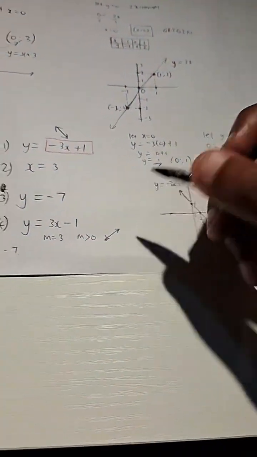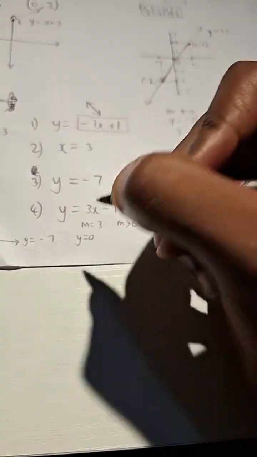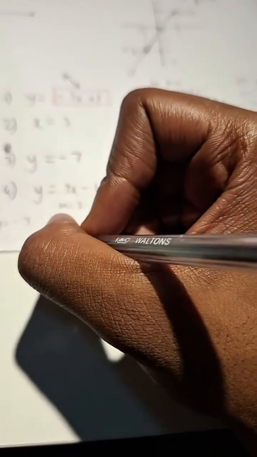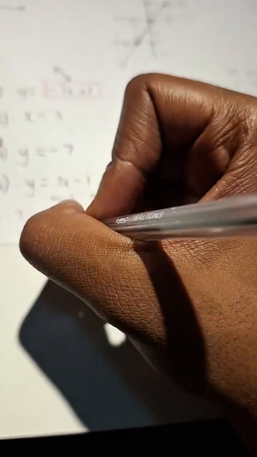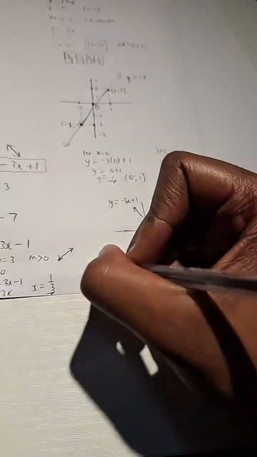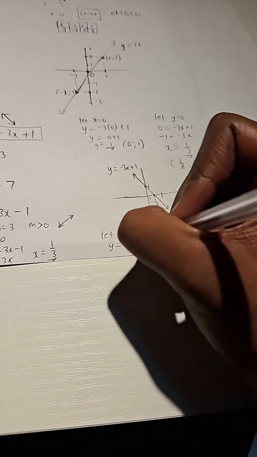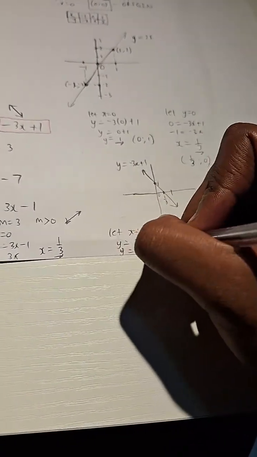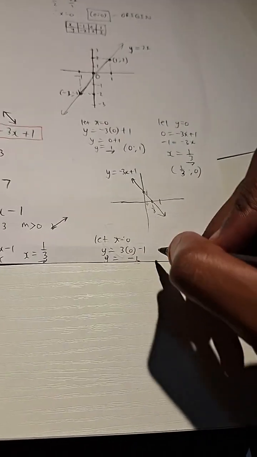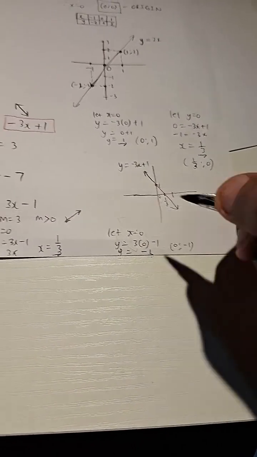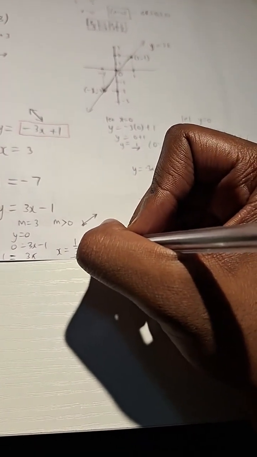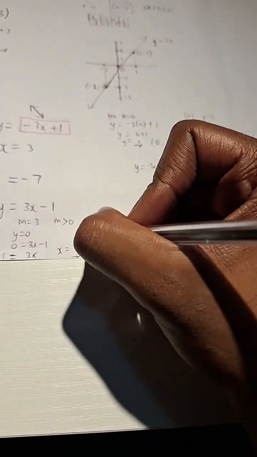Then all we are left to do now is just find the intercepts. We let y be equal to 0. 0 is equal to 3x minus 1. We transpose the 1. And therefore x is equal to 1 over 3. Okay. Then we let x be equal to 0. Y is equal to 3 into 0 minus 1. We get y is equal to negative 1. So that's basically 0 and negative 1, whereas this one is 1 over 3 and 0.